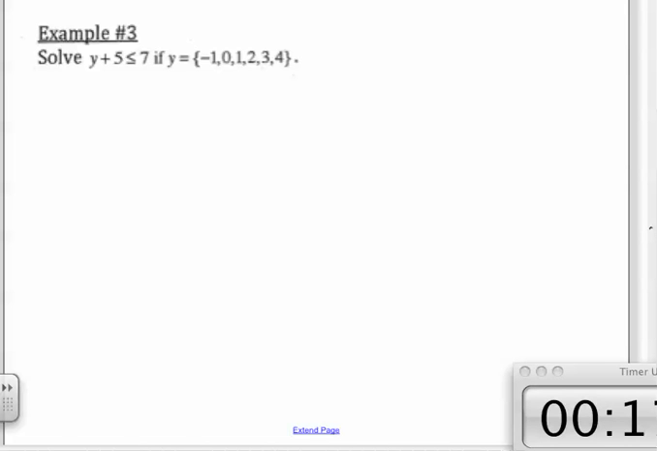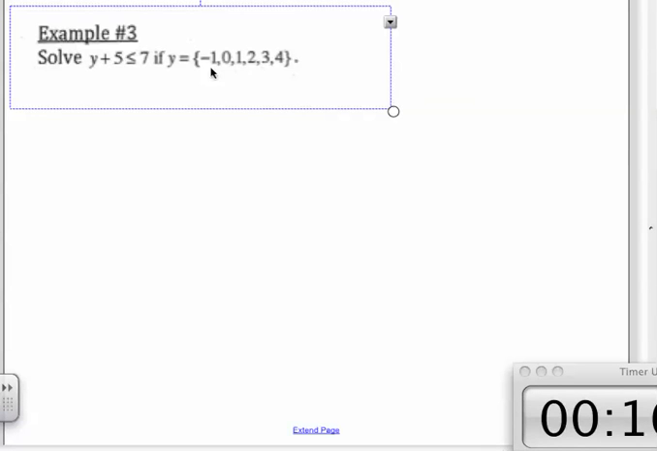Okay guys, example number 3 says y plus 5 is less than or equal to 7 if y equals negative 1, 0, 1, 2, 3, 4, and I forgot to put in the word solve. What that means is they want us to say if y can be these things, negative 1, 0, 1, 2, 3, 4, if it can only be those things, which of those make a true statement? Which of those are solutions?